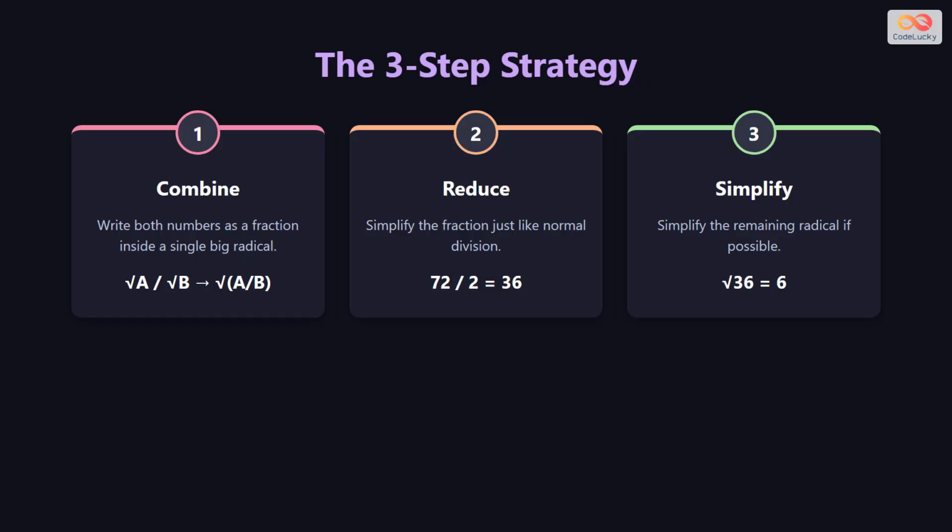To solve these problems efficiently, we will follow 3 steps. First, combine: rewrite the separate radicals as one big fraction. Second, reduce: simplify that fraction just like you would with normal numbers. And third, simplify: take the square root of the result if possible, or simplify the remaining radical.